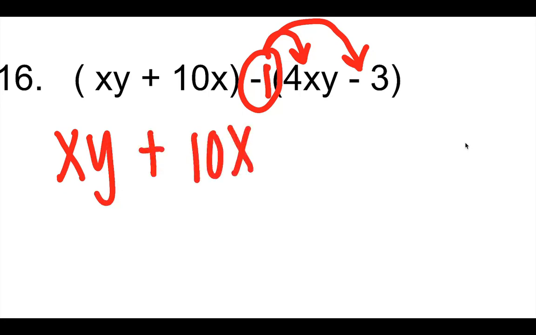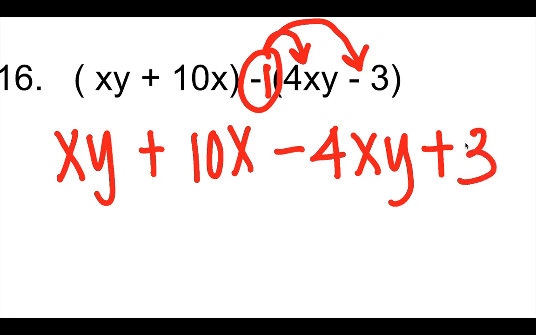Negative 1 times 4xy is negative 4xy. Negative 1 times negative 3 is positive 3. Now in this case, again, we're combining like terms. XY is a last name. So you're telling me how many people with the last name of XY. That's their full name. So XYs are these people. 10x is by himself, and then our constant of 3 is by himself.